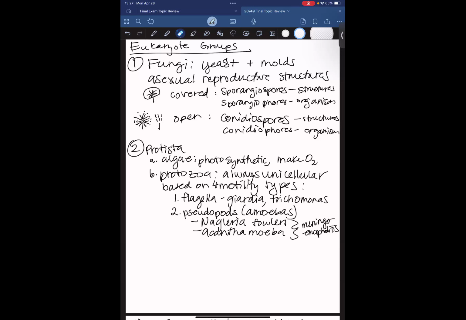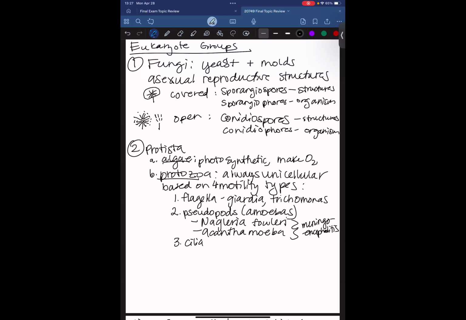Our other guy, the ciliated, cilia. Some of our protozoa can also move using cilia. Little tiny oar-like projections that help with moving the fluid. We didn't talk about any specific ones that have cilia that cause disease, but there are some, but I'm not going to test you on it, so I'm not going to go over it.